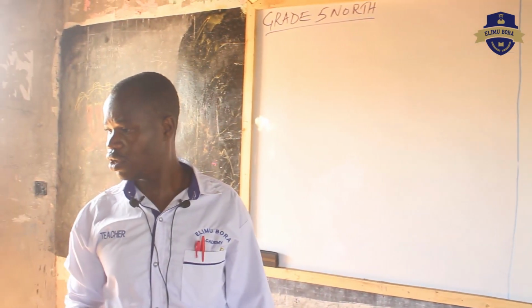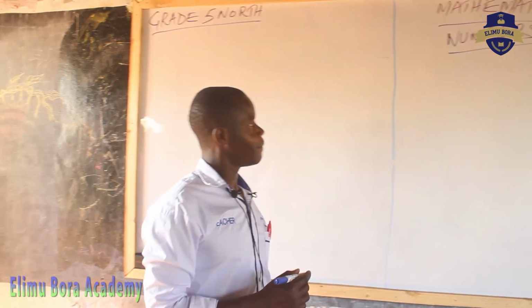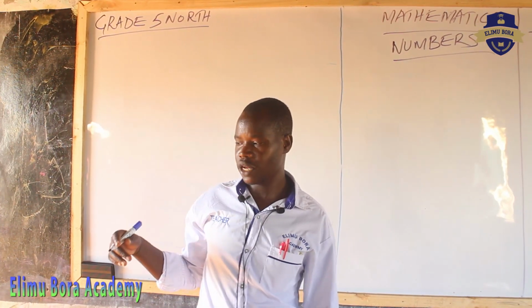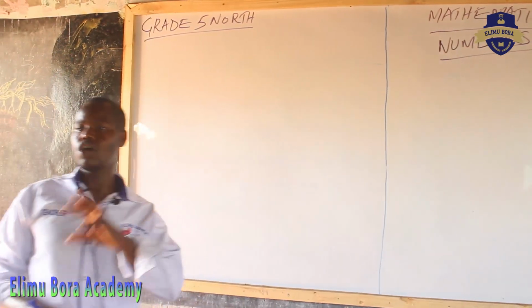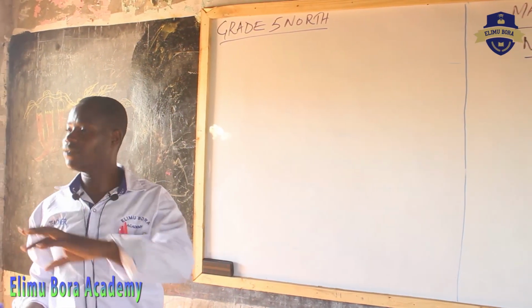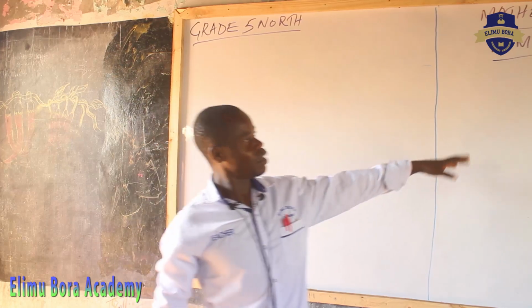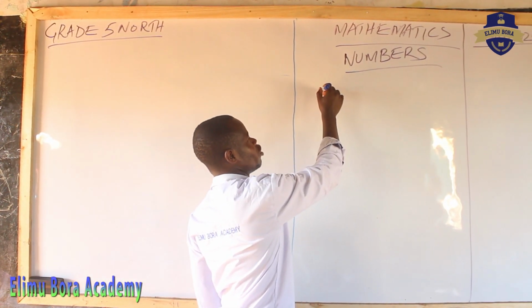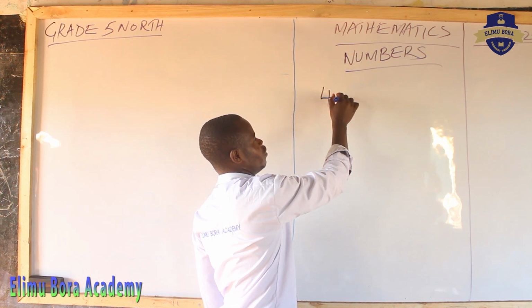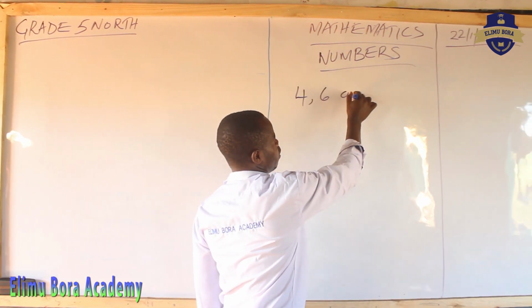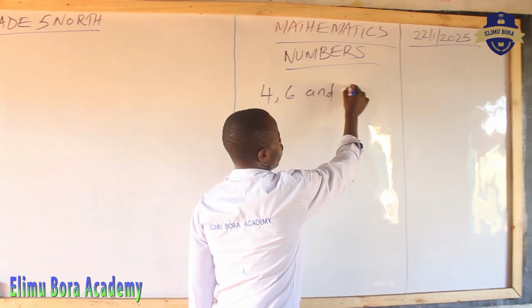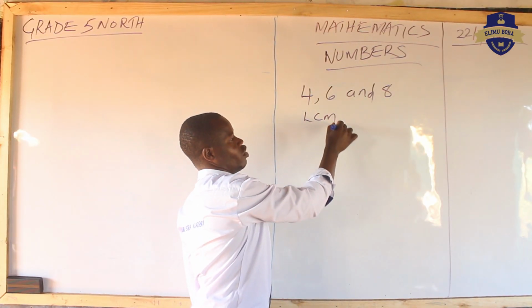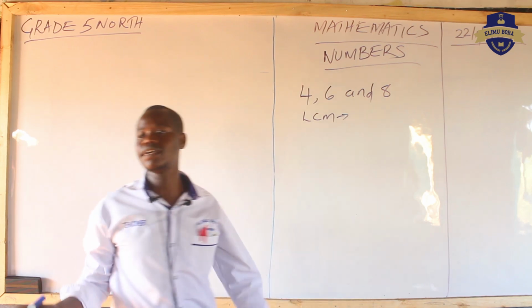Yesterday we were learning about the least common multiple, that is LCM. When you are finding the LCM of numbers, take for example you have been given the numbers 4, 6, and 8, and you have been asked to find the LCM.